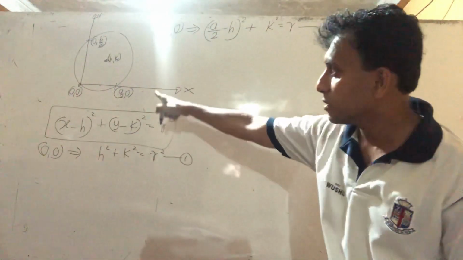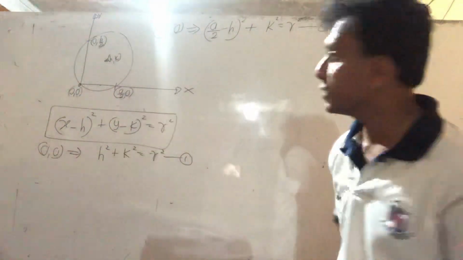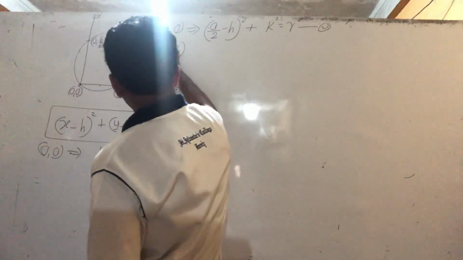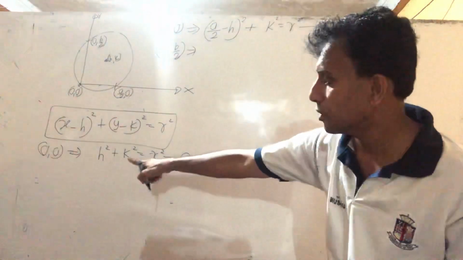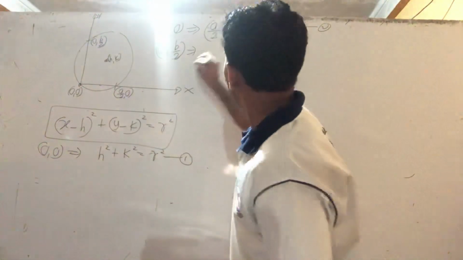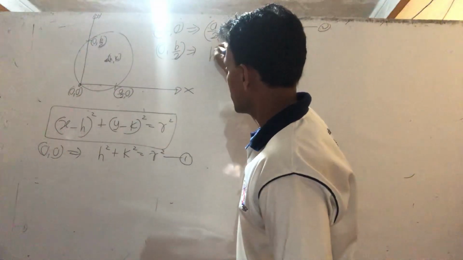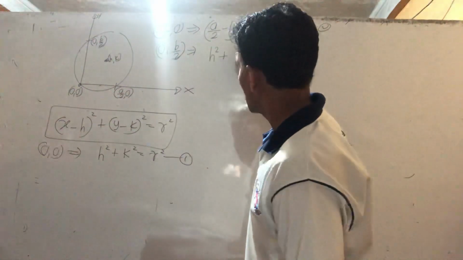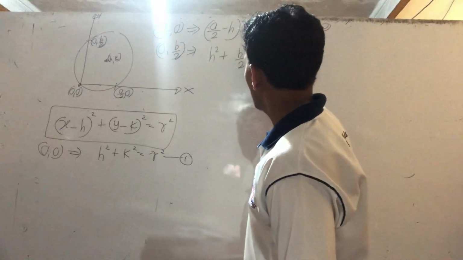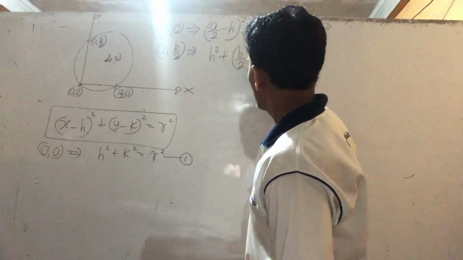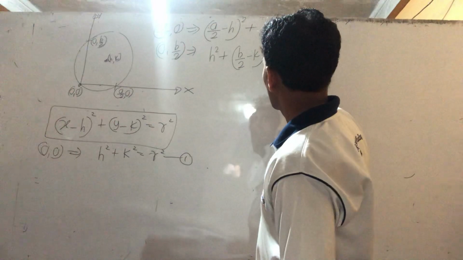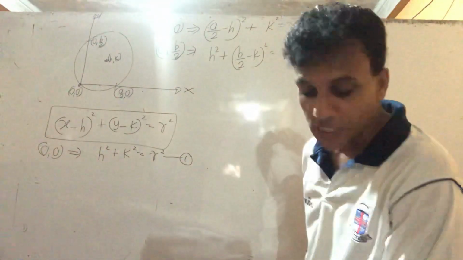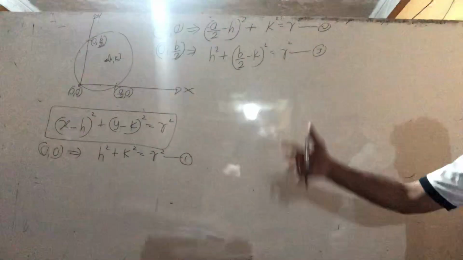Finally, apply the point (0, b/2) in the equation. So x is 0, so x square, and for y that is b by 2, (b by 2 minus k) all things square equal to r square. That's all the method without finding the h, k value or any other method.